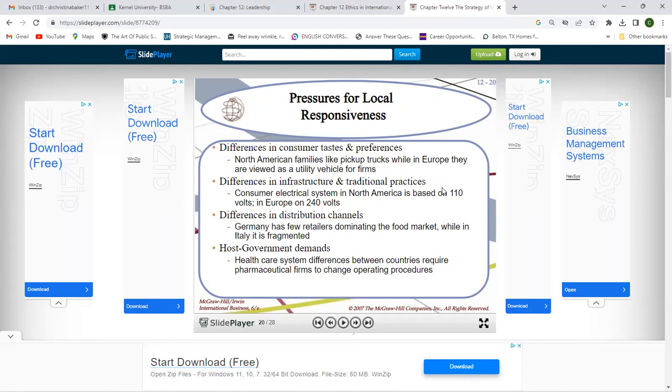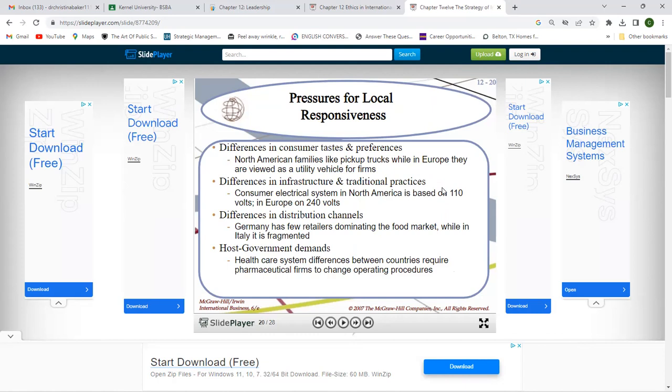Differences in consumer tastes and preferences: North American families like pickup trucks, while in Europe they are viewed as utility vehicles for firms. Differences in infrastructure and traditional practices: the electrical system in North America is based on 110 volts, while in Europe it is 240 volts.